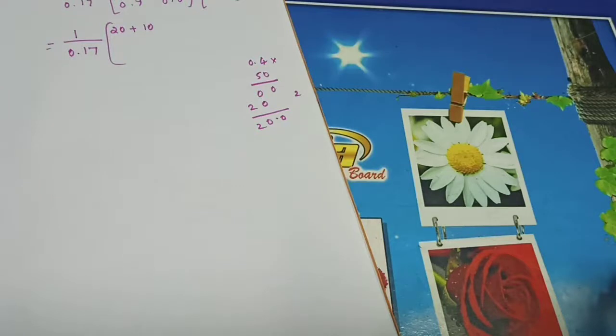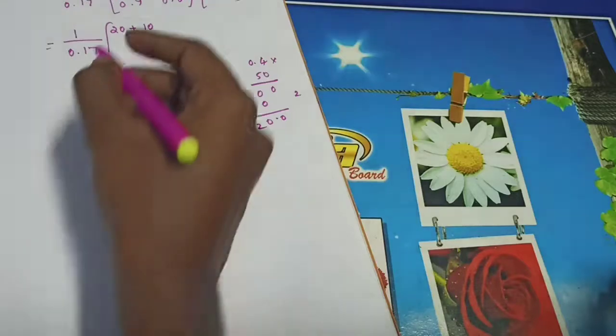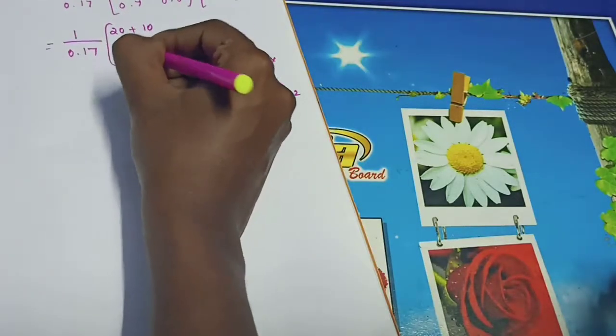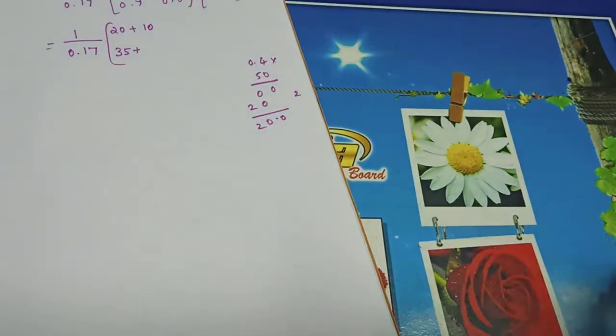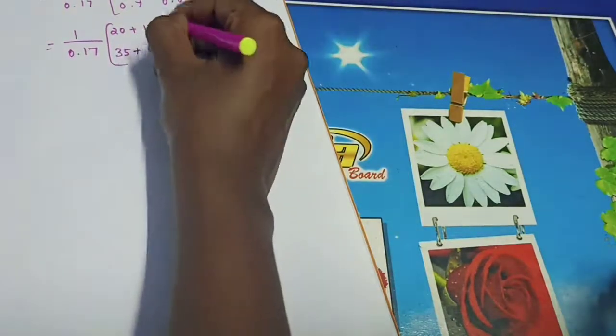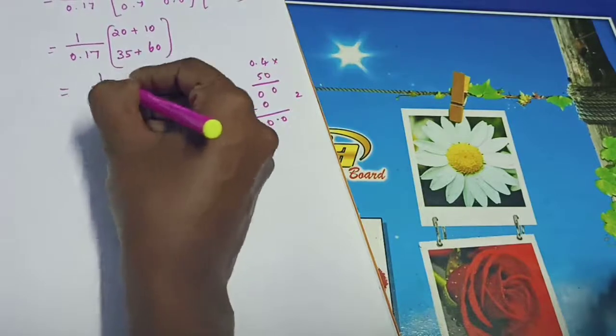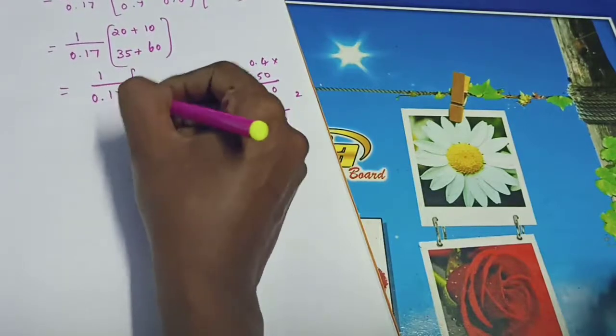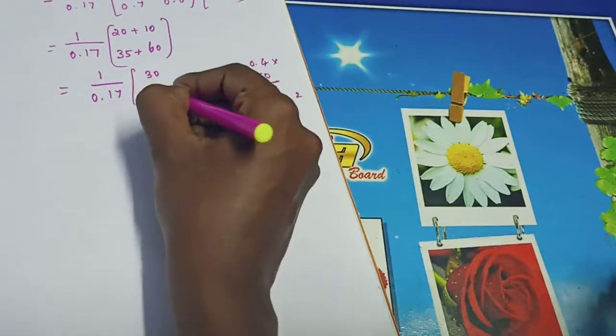Then 0.7 into 50 means 7 into 50, which is 350. With one decimal point, that is 35. Then 35 plus 6 into 100 means 600, and with one decimal point that is 60. So that is equal to 1 by 0.17 into 30, 95.